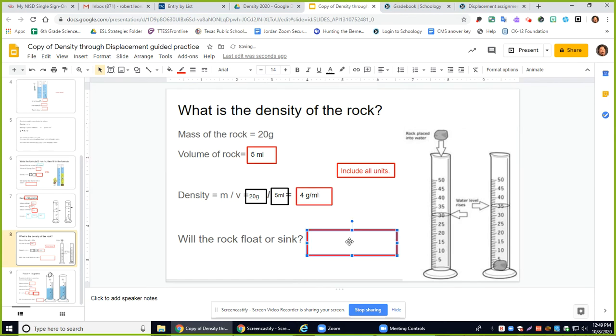Okay? Next thing I ask myself is, will that sink or will that float? Well, show me some thumbs for float or sink. It's going to sink, right? It is a number greater than 1. The density of water is 1. Because that's greater than 1, it will sink in water. So yes, it will sink.